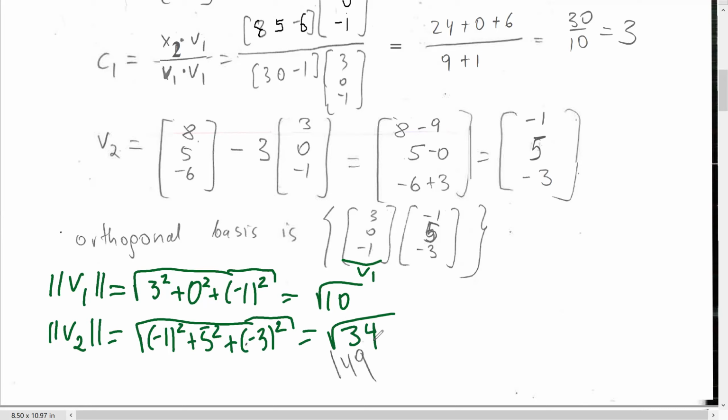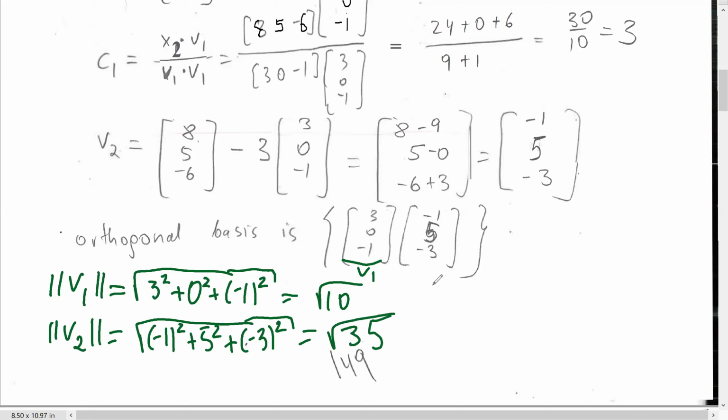One plus 25 plus 9. Oh, I'm sorry, this is 35, right? 35, because this is 10. All right, so then the orthonormal vector would be, we divide this vector by the norm, right?